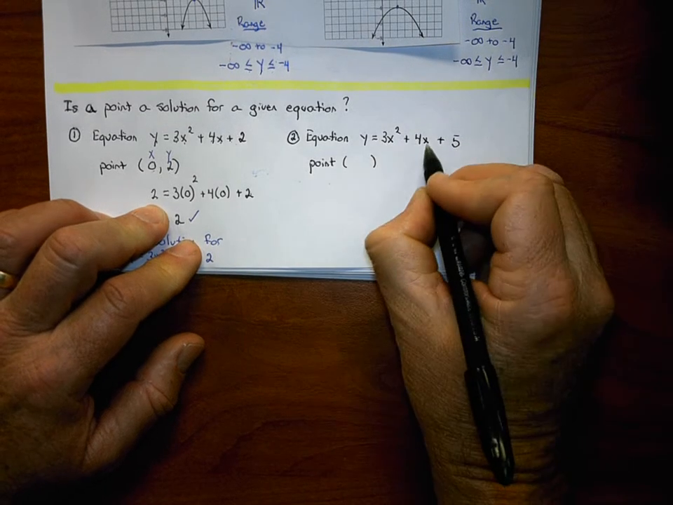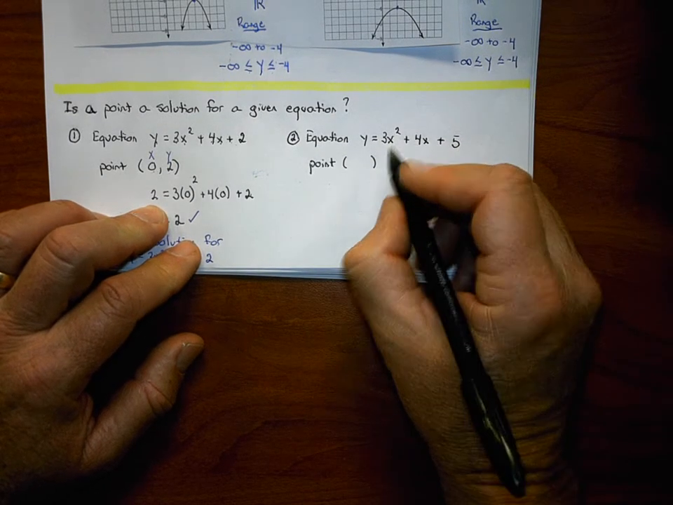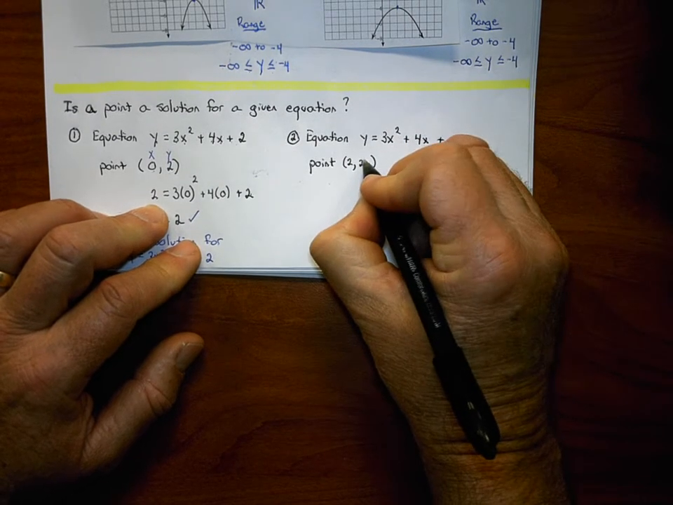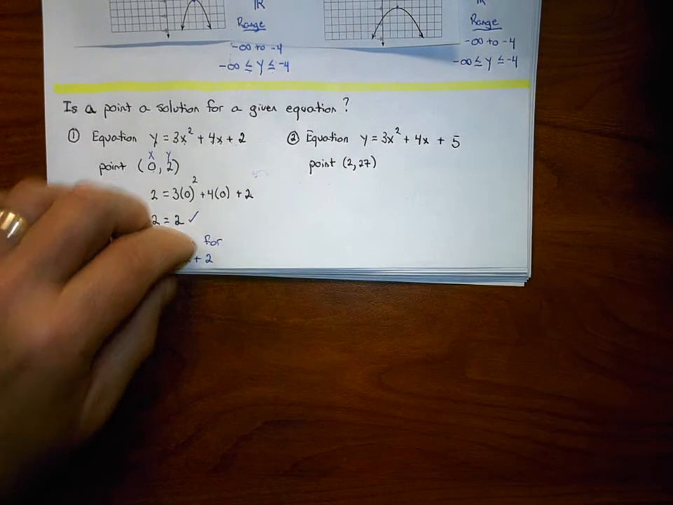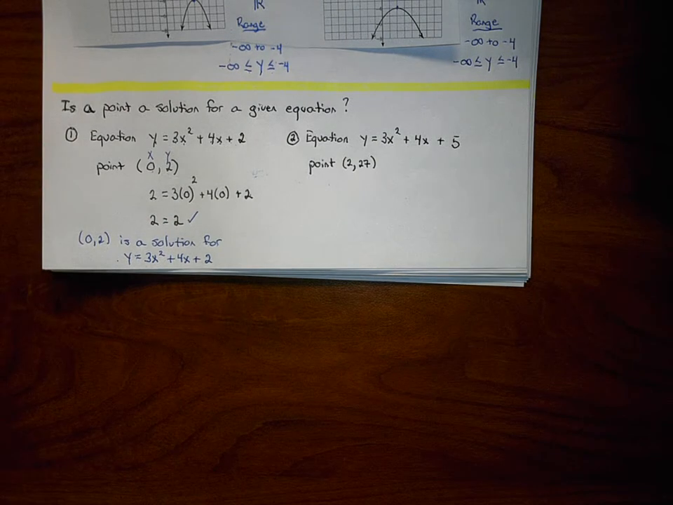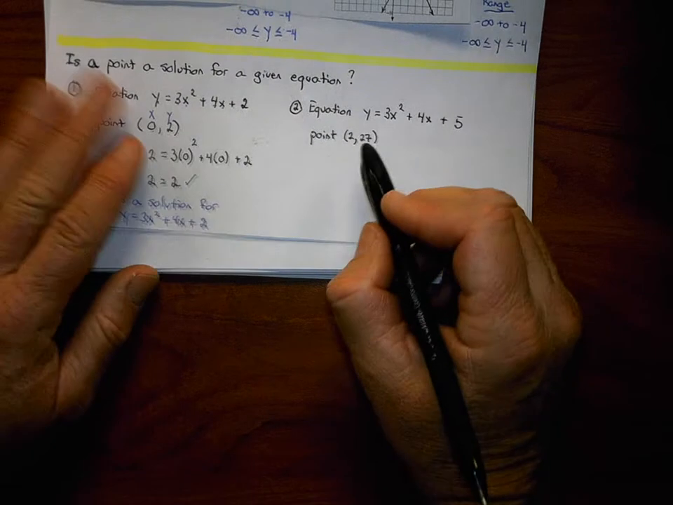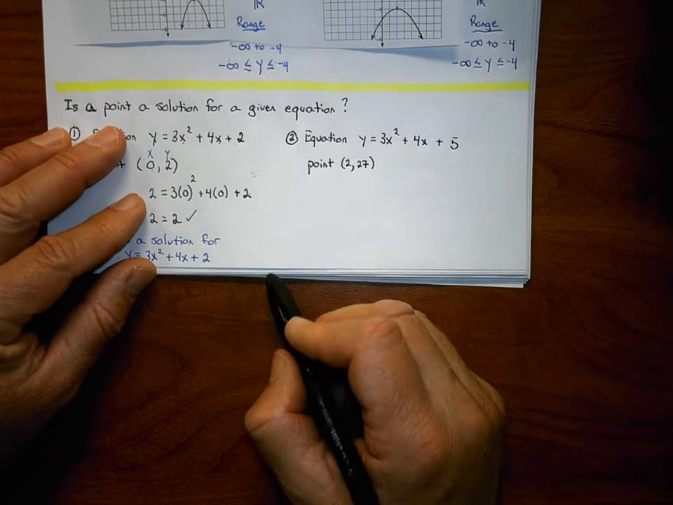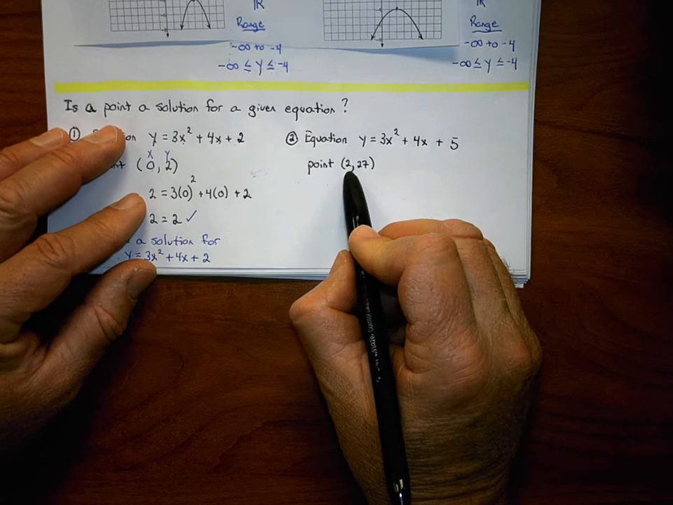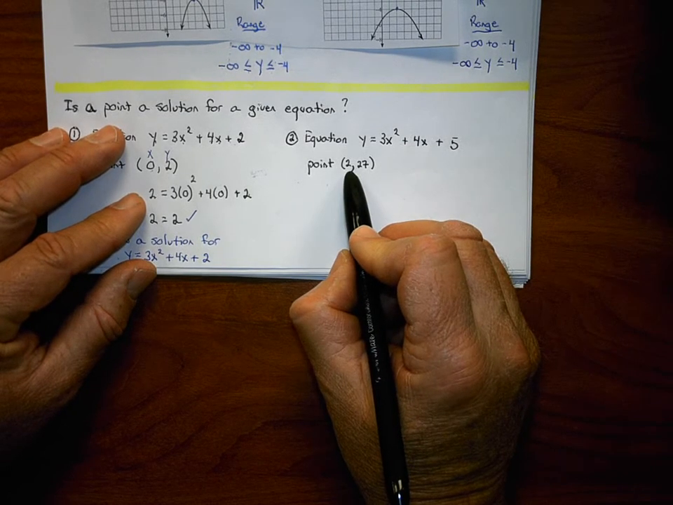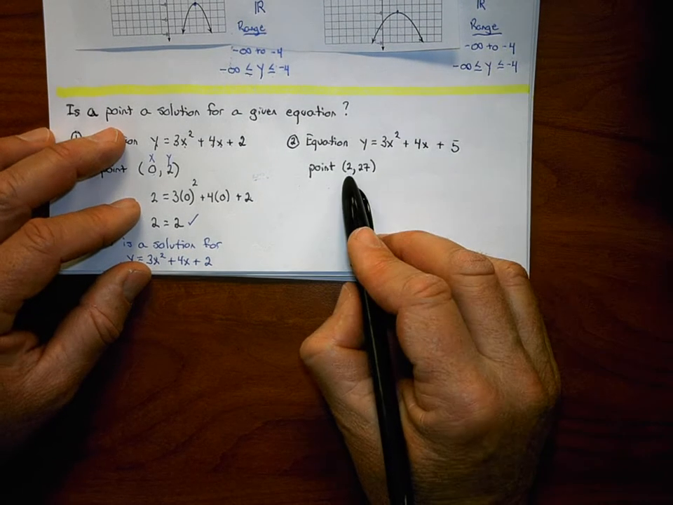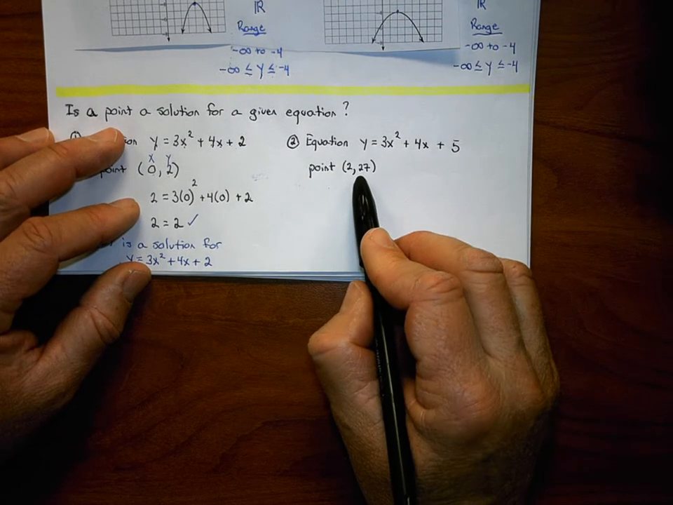So here's the point: (2, 27). I just made that up. And by the way, somebody give me a valid reason why you would not want to graph this. Because 27 is y. It doesn't work. You would need a big piece of graph paper to graph the point over 2, up 27. But can we figure out if this is a solution without even graphing?